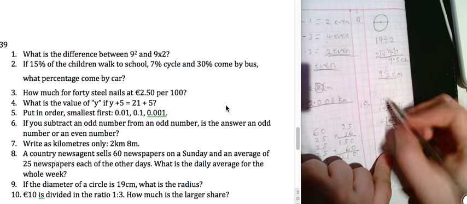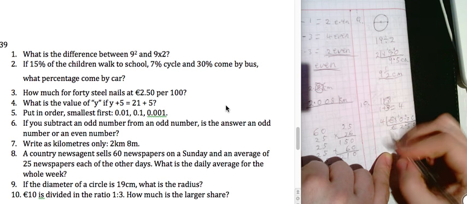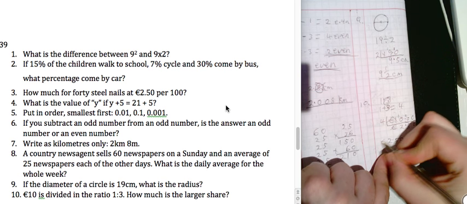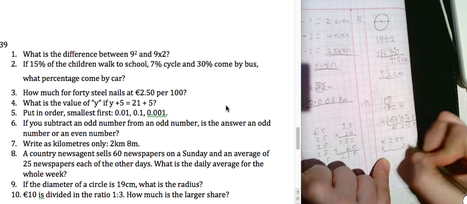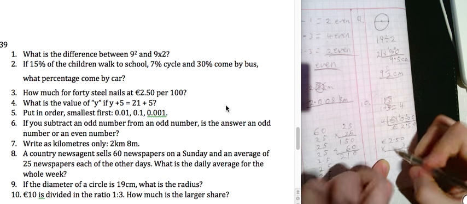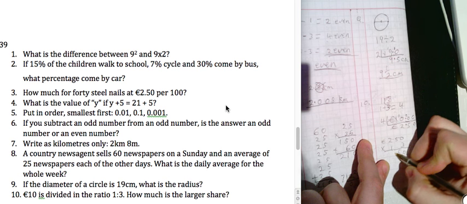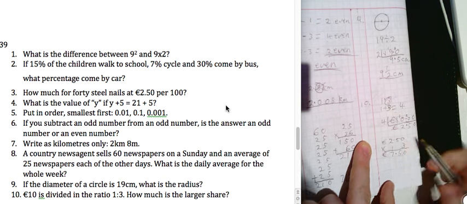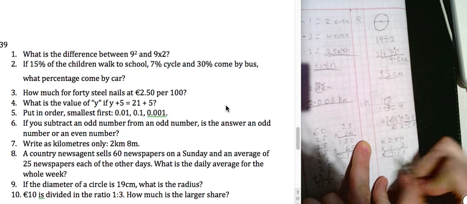The larger share, which would be 3 times this. So 250 multiplied by 3. 3 nots are nothing. 3 5s are 15. Down the 5, carry 1. 3 2s are 6 and 1 is 7. So €7.50 is the larger share in that ratio. €7.50 is our answer.